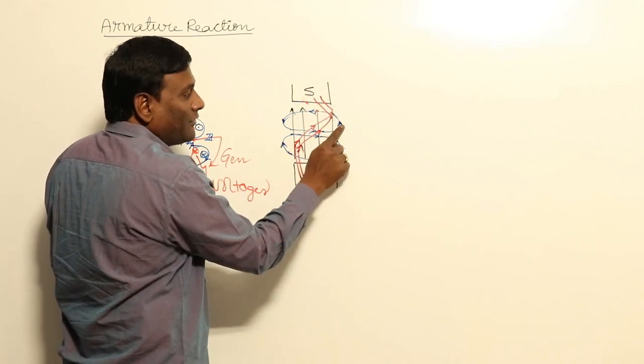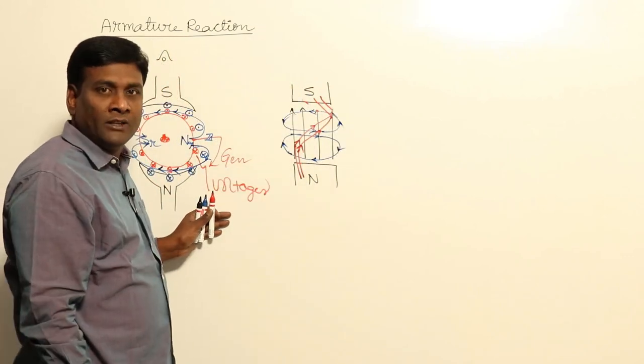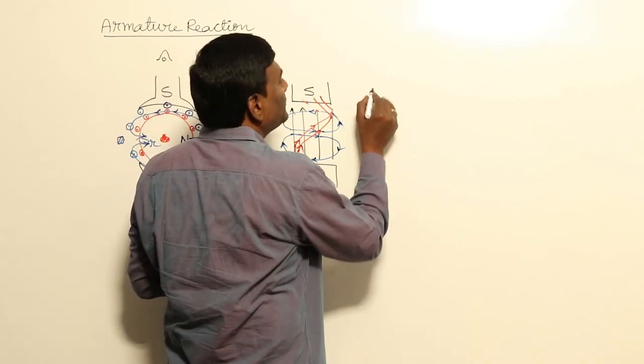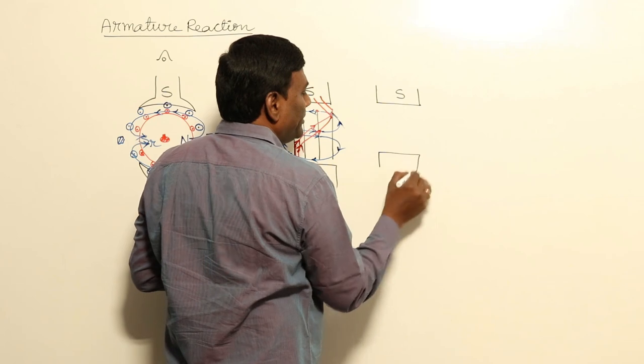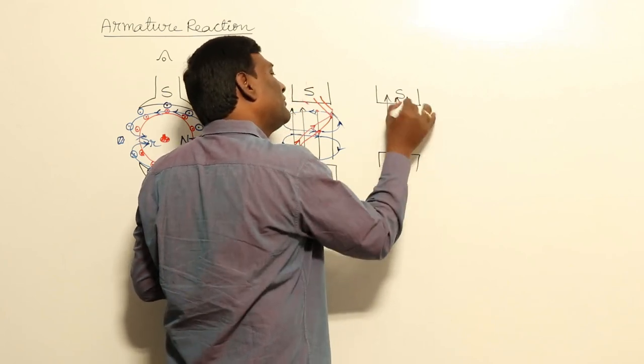Okay, armature flux is aiding that, so my travel of the flux will be in this direction. Because of that, what had happened, for example, at no load conditions, this is going to be S, this is going to be N. So only my field flux was there.